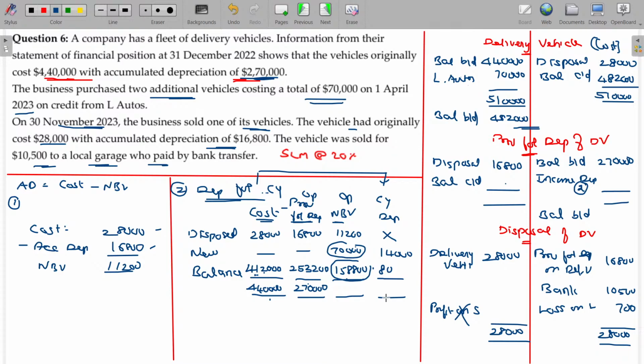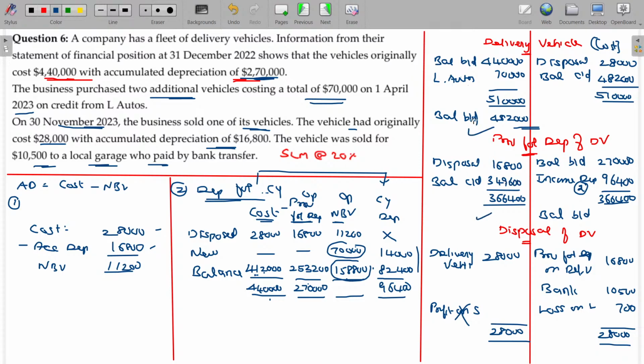4,12,000 into 20%, 82,400. Sorry, 82,400. The total depreciation for the remaining asset and newly purchased asset being 96,400. I'll put that value here, 96,400. If I tally this, so 3,66,400 and 3,66,400. Then the balance carried on in this case being 3,49,600.